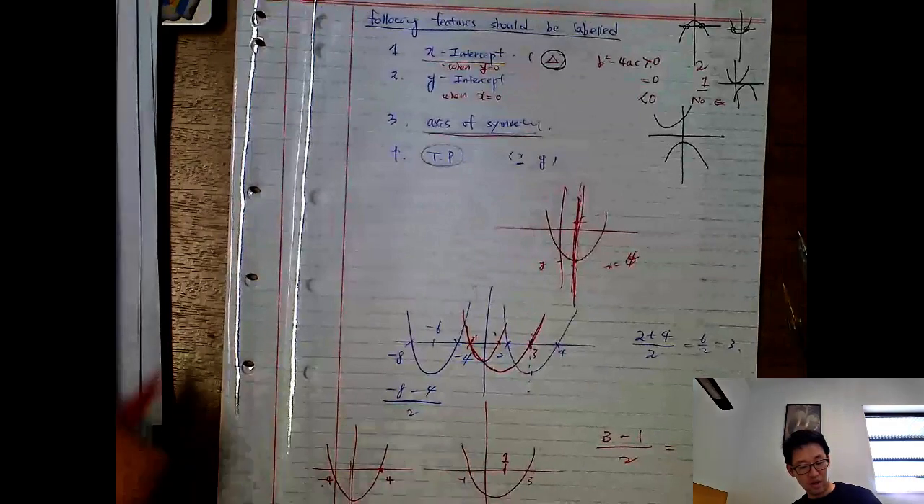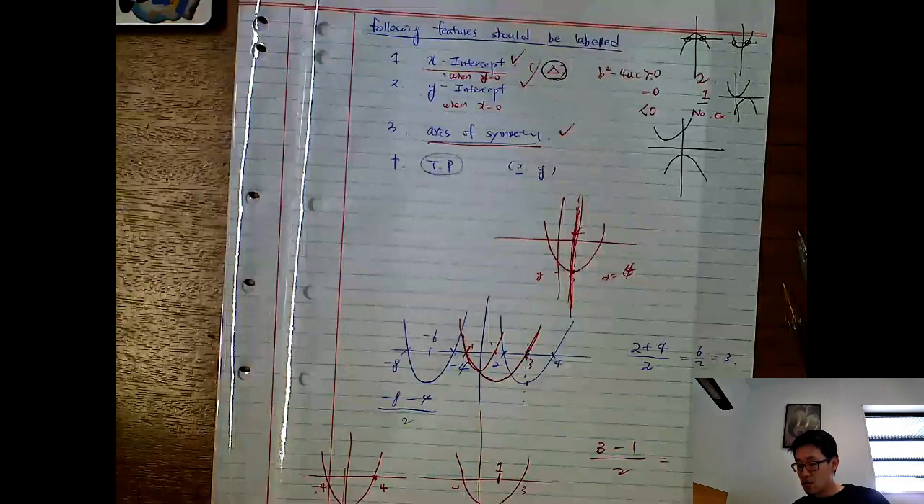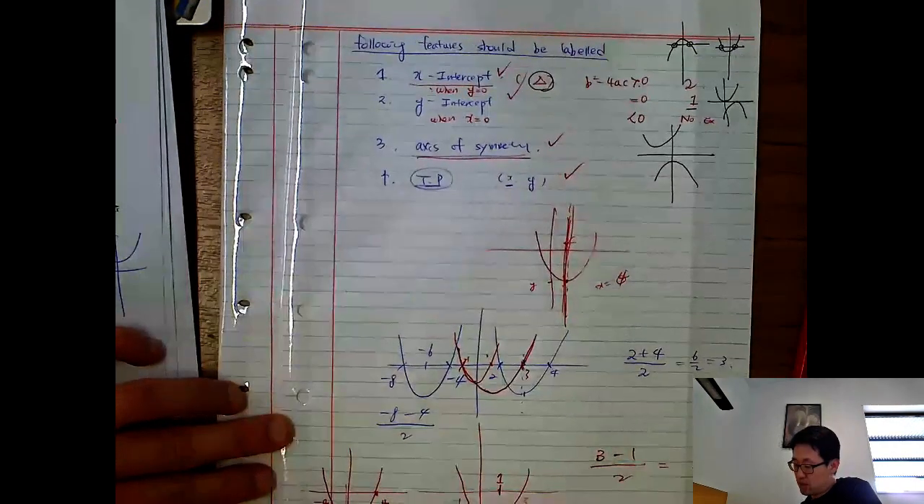Alright. So I covered x-intercept, y-intercept, good. Axis of symmetry, good. I'm just covering pages 61 and 62. Yes, I did turning point. Oh, no, I didn't do that. So turning point. How can we get the turning point?